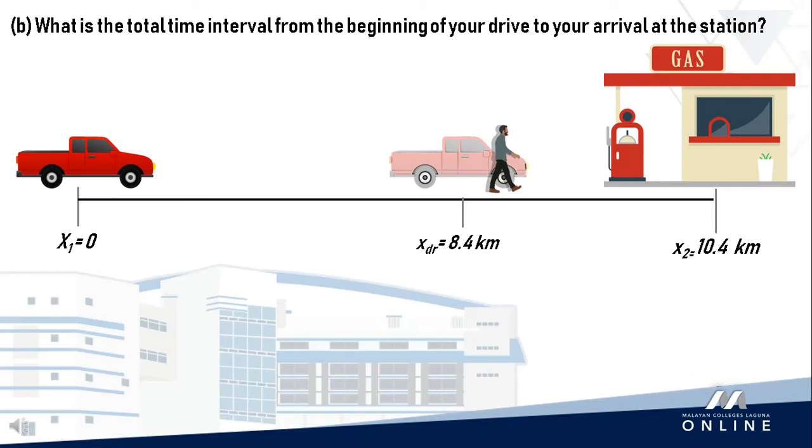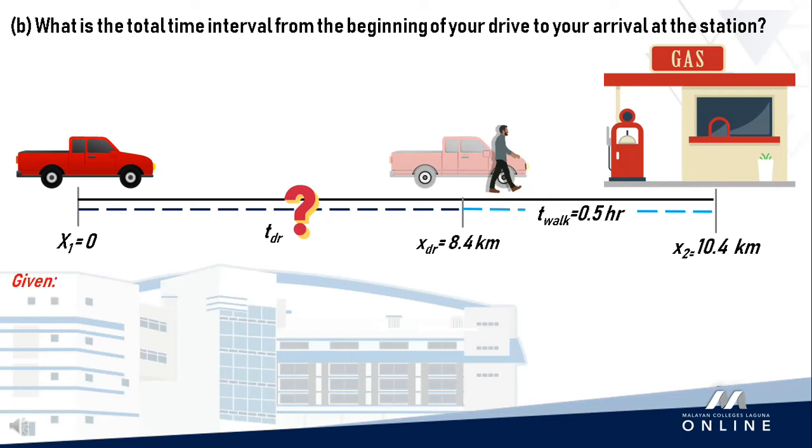Say in this problem, we are asked for the time interval from the beginning of your drive to your arrival at the station. Will you try to answer it? To answer this, we already know from the problem that you walked 30 minutes or 0.5 hour time interval. Let us assign it delta t sub walk. But what we don't know in this problem is the driving time interval, which we assign delta t sub dr for driving. We use the information we have in the problem, like the displacement when you are driving is 8.4 kilometers and the average velocity is 70 kilometers per hour.